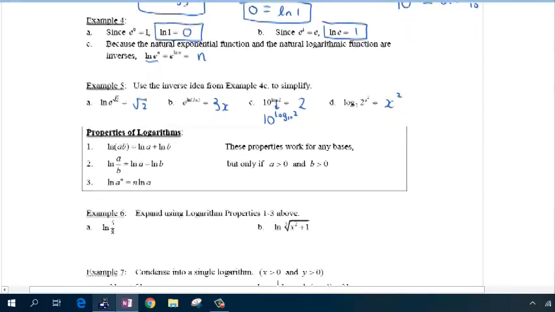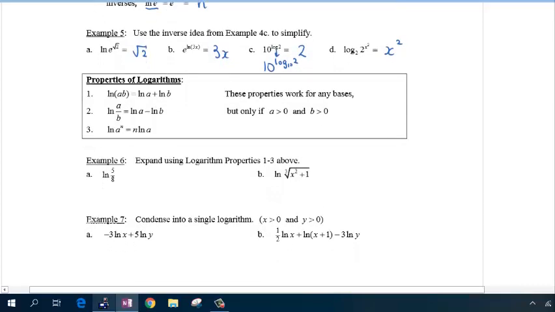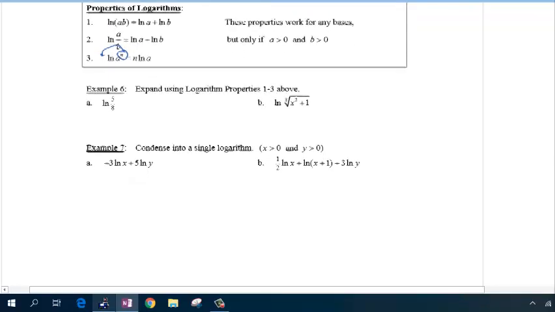We'll move on to some properties of logarithms that you should have also learned in Pre-Calc 12. Hopefully you remember that natural log, or any log of two numbers multiplied together, can be split up into two separate logs that are added together. Division, of course, becomes subtraction. And this funky one where you have the exponent, that exponent gets brought down to the front and it becomes multiplication. So understanding these, let's quickly do examples 6 and 7.